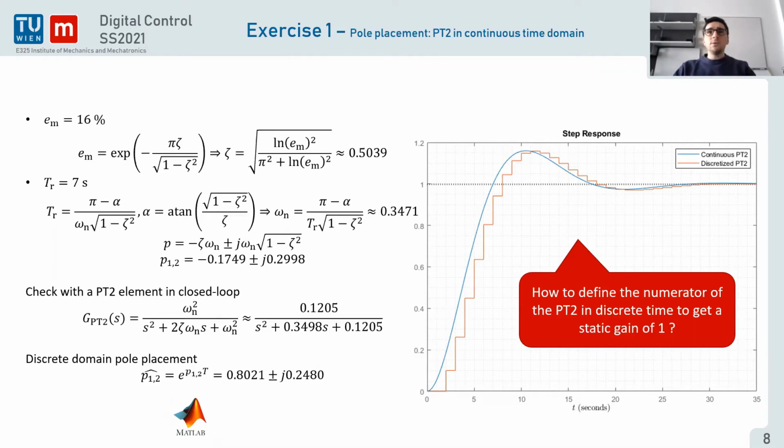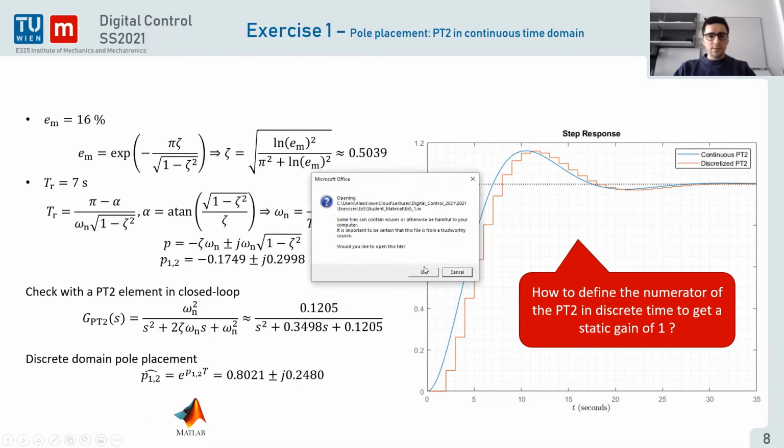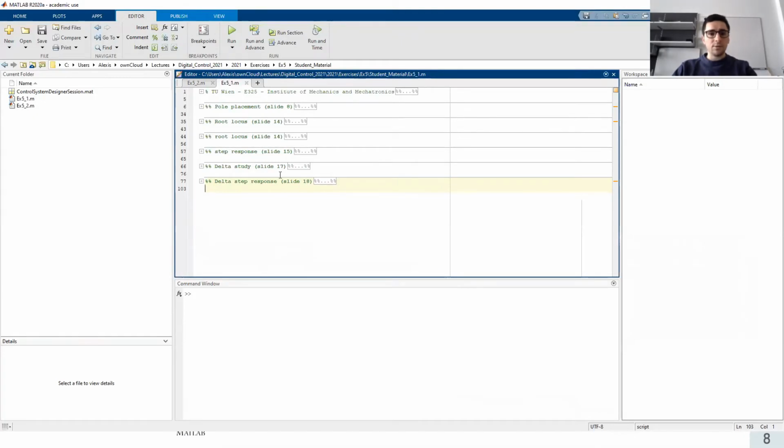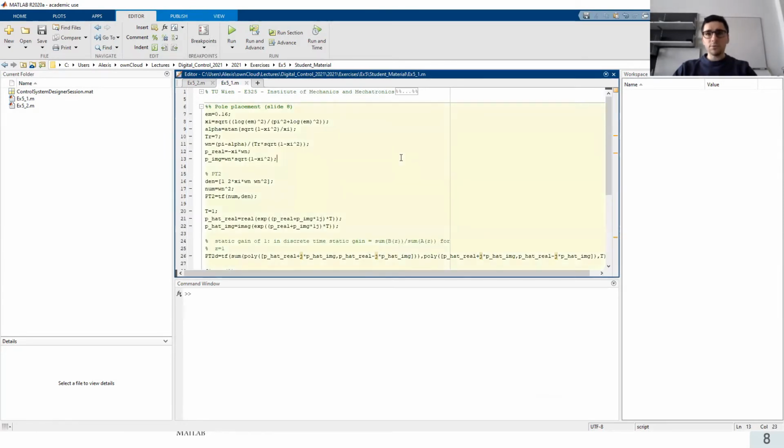Now let's have a look at the Matlab code here. Nothing fancy. Is it opening? Yes, now it's opening. Can you all see the Matlab code now? You should all see the Matlab software.